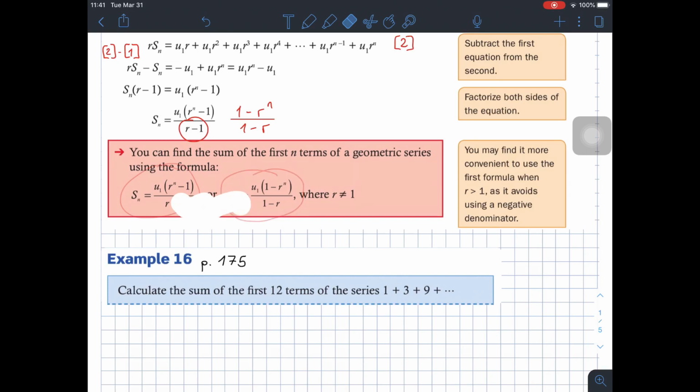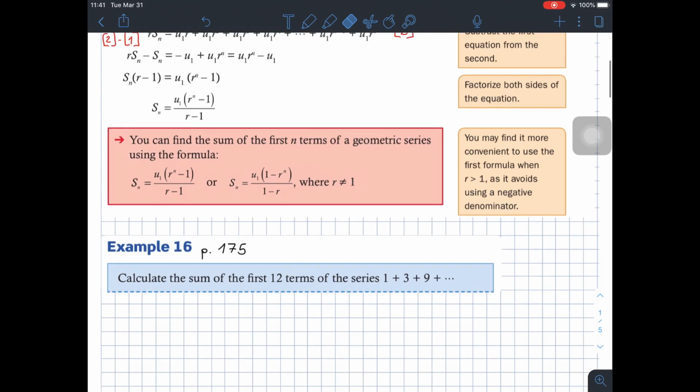Then why are we getting two ways of expressing the formula? Well, both formulas are the same thing, but here it says, you may find it more convenient to use the first formula when the common ratio is a value greater than 1, as it avoids using a negative denominator, okay? So when r is greater than 1, we're going to use this formula, and when r is less than 1 and greater than 0, we're going to use this formula, okay? The absolute value of r, actually.